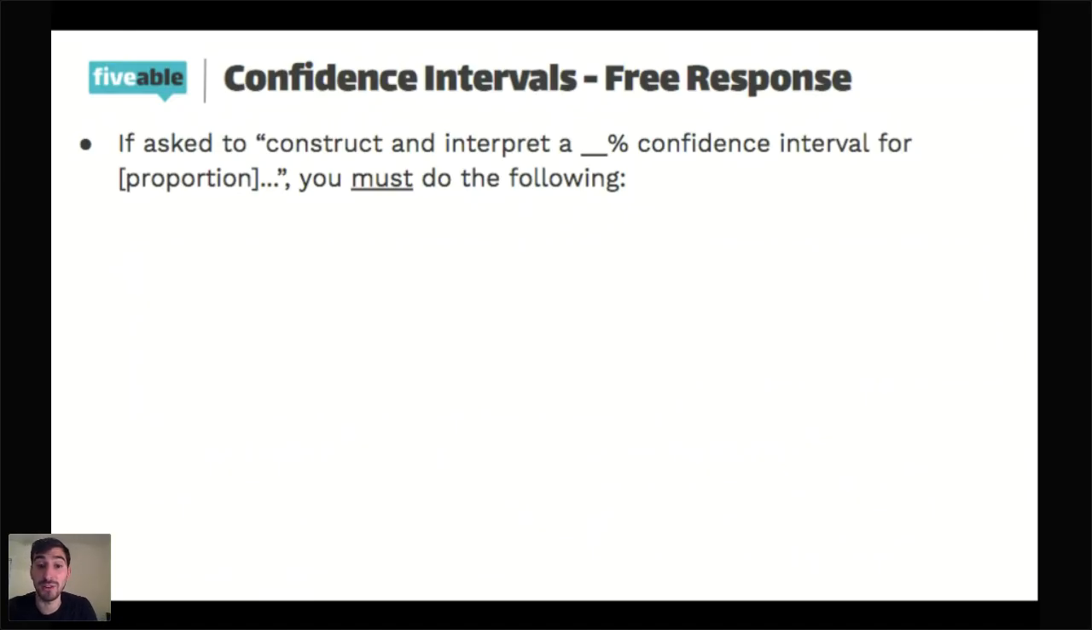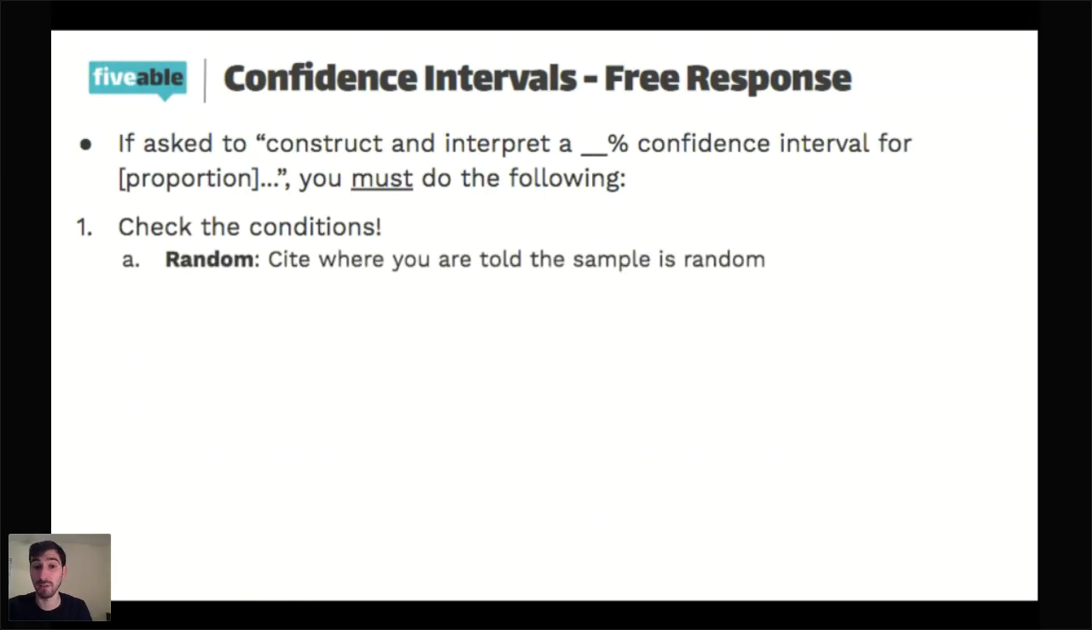But remember, you've got to do all these things. You have to check the conditions. Every time you're doing a confidence interval or running a hypothesis test, you have to check the conditions. In the case of anything really, you've got to cite where you're told the sample or samples are random. And if it's a two-sample difference of proportions, you have to make it clear that the samples were independent of each other. So not just randomly selected, but independently randomly selected.